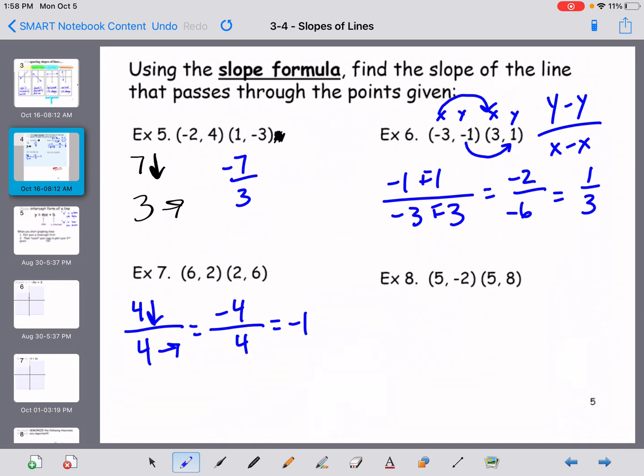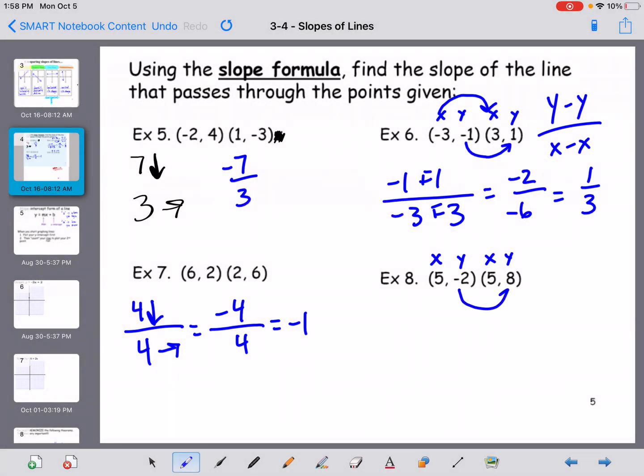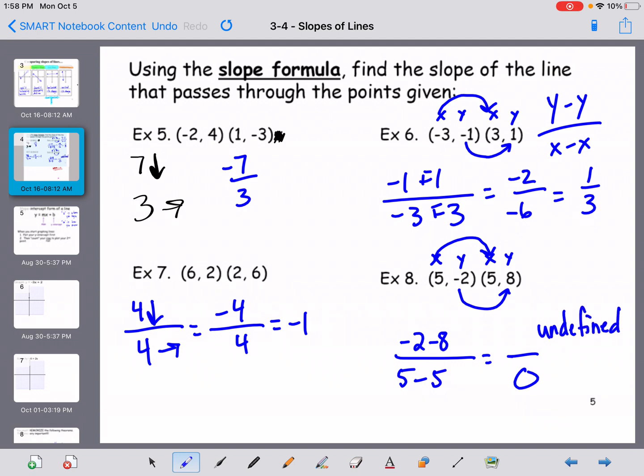All right, last one. So we're going this way. And then that way. So this is a big old 0 on the bottom. So this slope is undefined. Okay? Now, I didn't even fool with the top. It ain't going to matter. If you're worried about it, there it is. It's negative 10, but it doesn't matter.